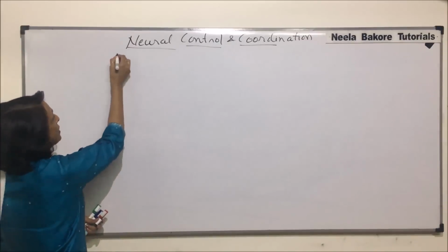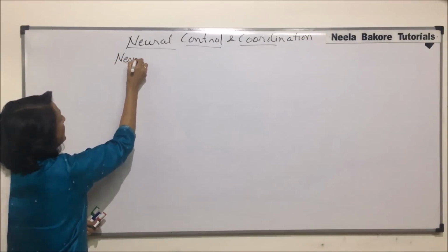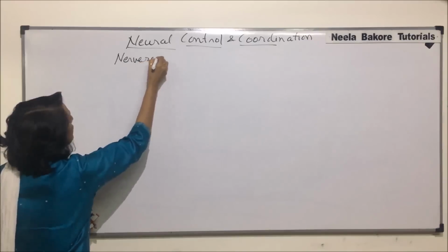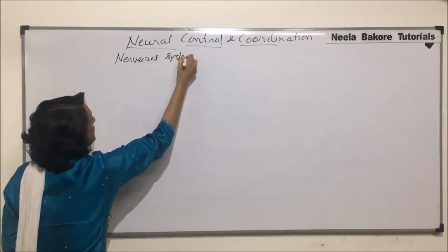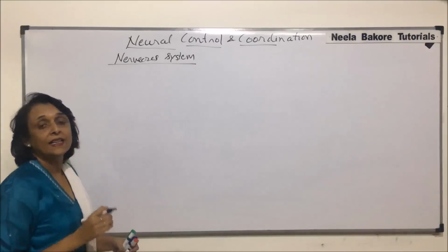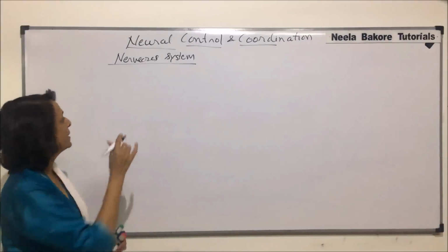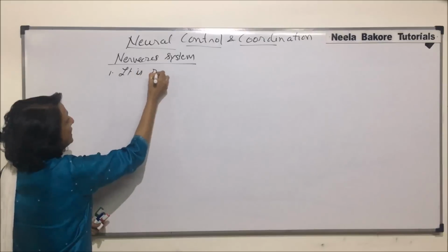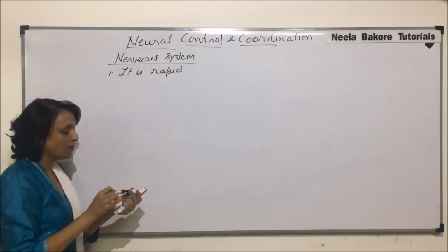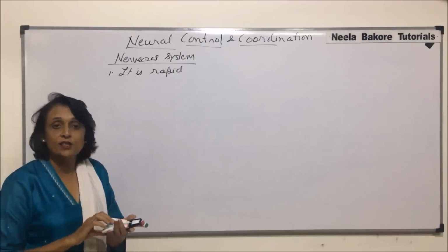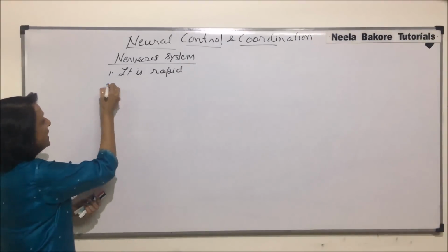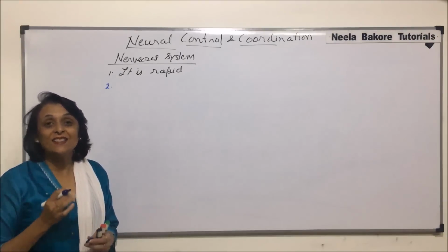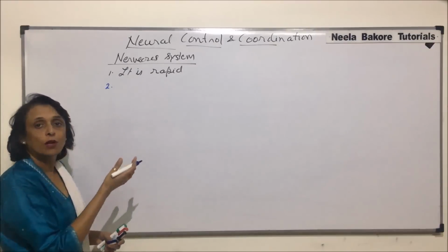So this neural control is actually the nervous system that we are talking of, and it works by this electric signal or impulse. Some characteristics of this system: it is rapid, that means these stimuli or these signals travel very fast, and here it works by movement of electric signals or what we call the nerve impulse.